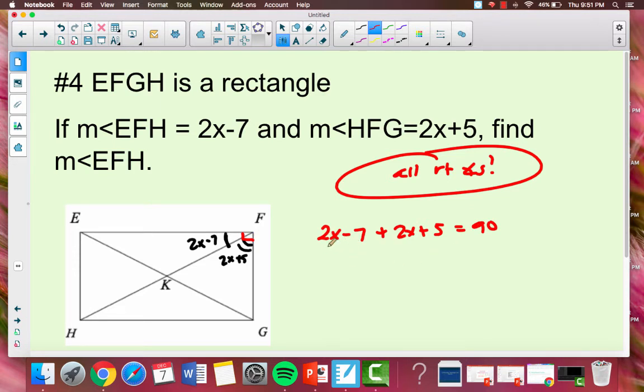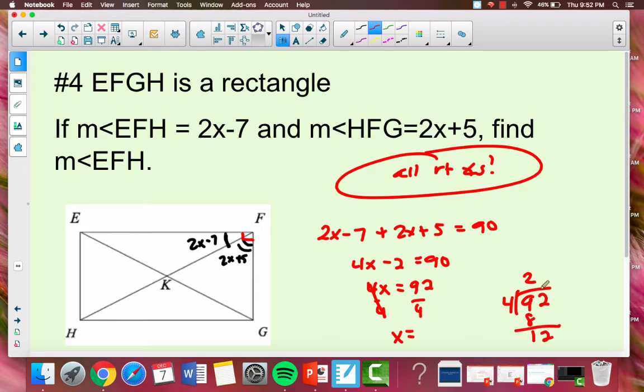So combining like terms, 2x and 2x is 4x. And then negative 7 plus 5 is negative 2 and equal to 90. So then I can add 2 over to the other side. So I get 92. And then I can divide both sides by 4. So those cancel. So here I can take 92 divided by 4, goes into it twice. Okay, this is good practice if you're not sure or you don't have a calculator, doing that long division. So you get x equals 23. Okay, so don't always rely on that calculator. You guys can always do the division off to the side if you need to.